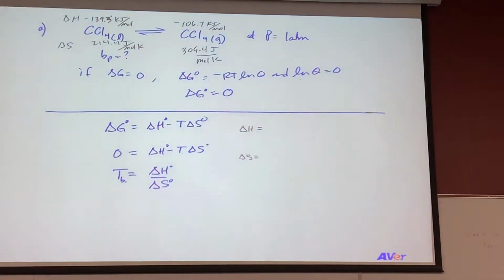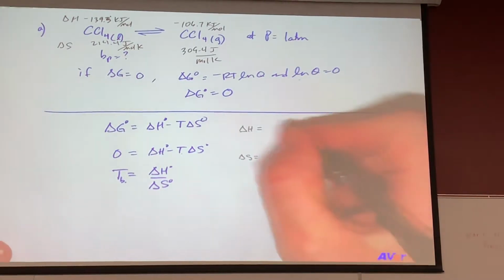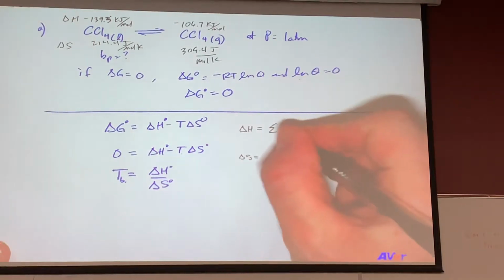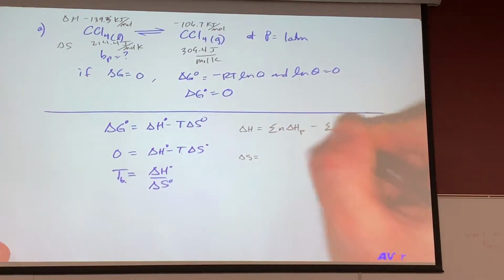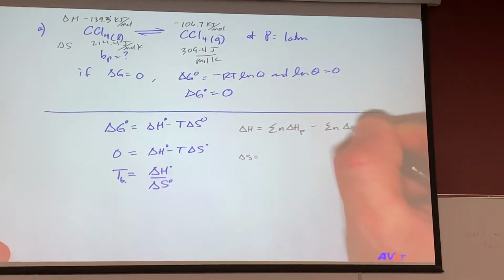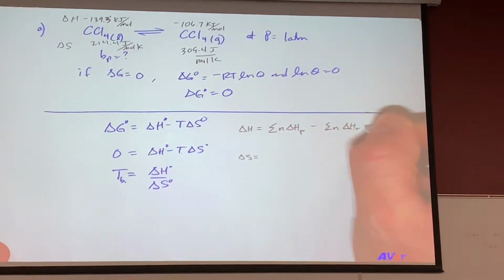Okay, so if you had those numbers given to you, could you figure out delta H and delta S? And just over here on the side, remember that it's the sum of the number of moles times delta H products minus the sum of the number of moles times delta H reactants. And in this case, if you do the math, you get positive 32.6.